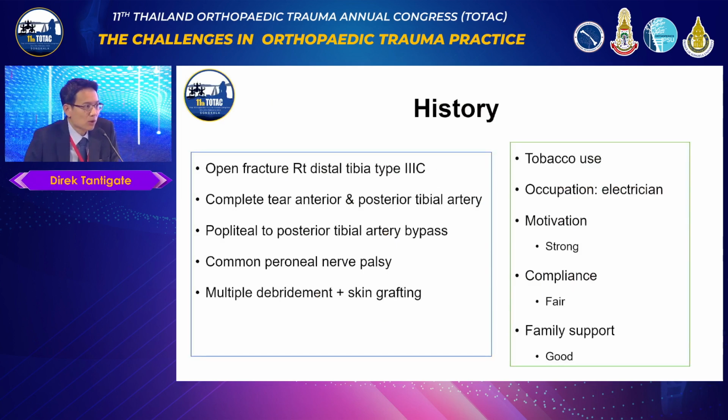This is what he got from his injuries: open fracture of the right distal tibia, type 3, with complete tear of the anterior and posterior tibial arteries, and repair of the popliteal artery to the posterior tibial artery by graft bypass. He had a couple of revisions of the graft, and also a common peroneal nerve palsy, which is still recovering. He had multiple debridements and skin grafting.